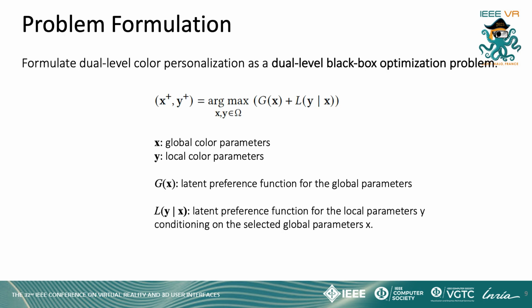To achieve these goals, we formulate the dual-level color personalization as a dual-level black box optimization problem. The objective is to maximize the aggregate preference across the entire image and the local area. And the local preference is conditioned on the selected global color parameters.